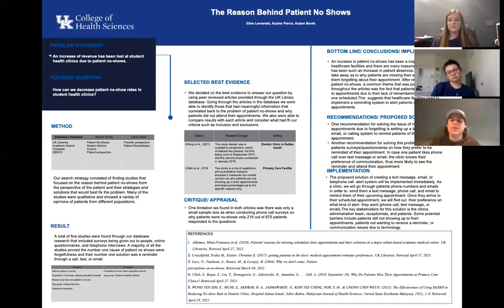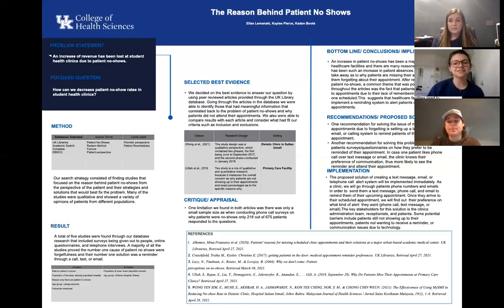One limitation we found in both articles was that only a small sample size was presented when conducting phone call surveys, because patients that did not show up to their appointments didn't complete the survey after they were called by the study group. And in the second study, actually, only 218 of the 675 patients responded to the questions.